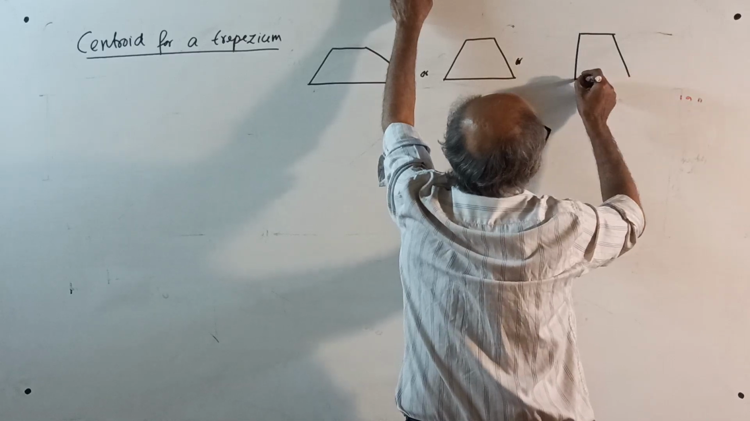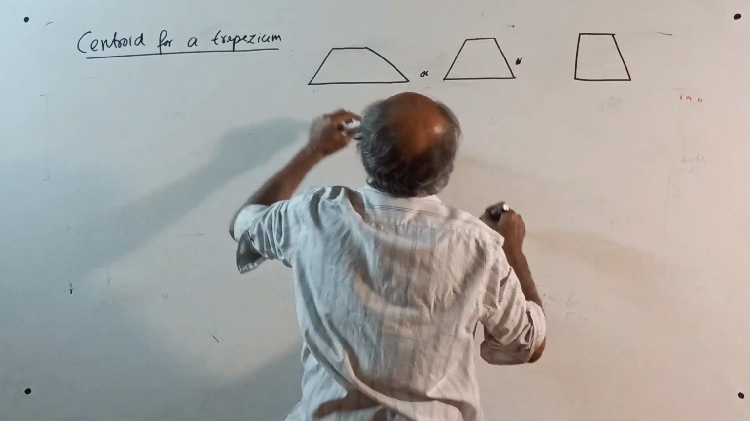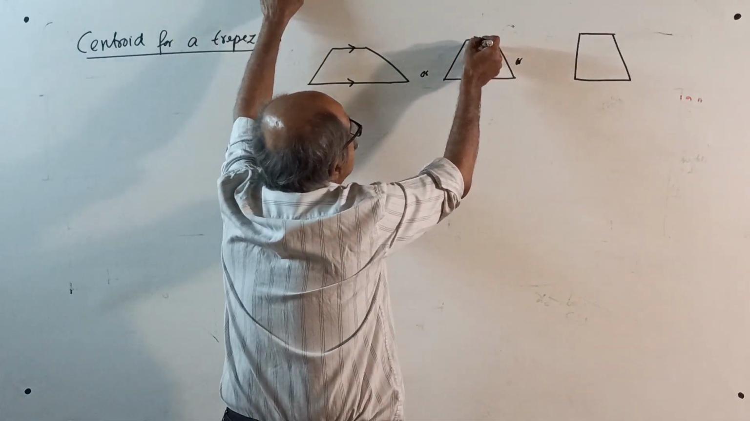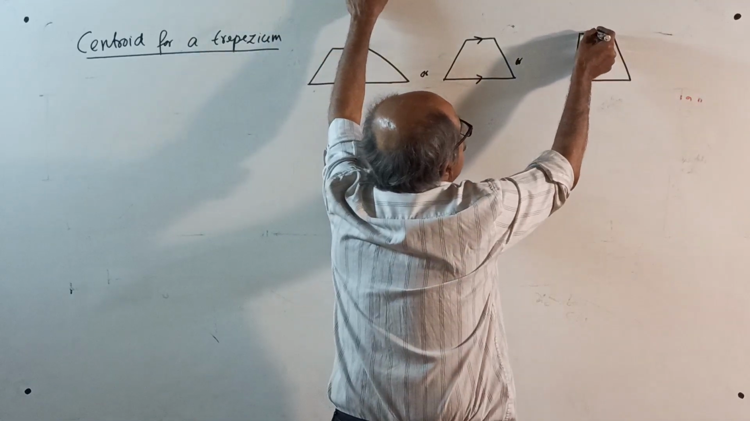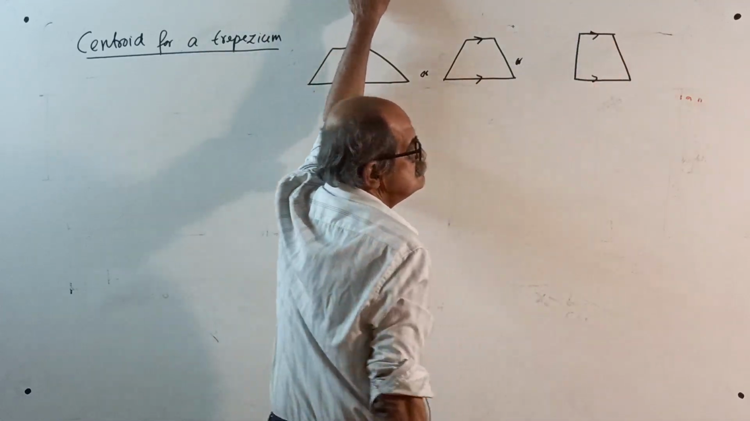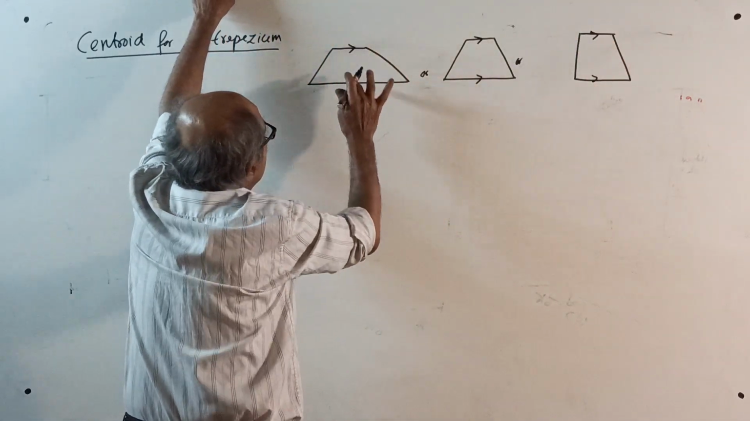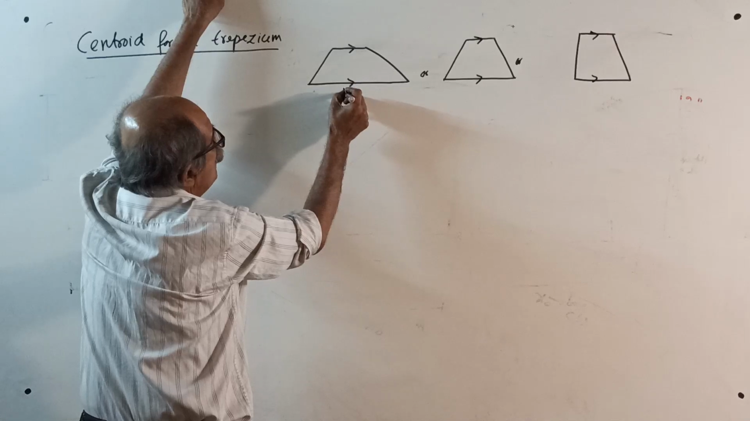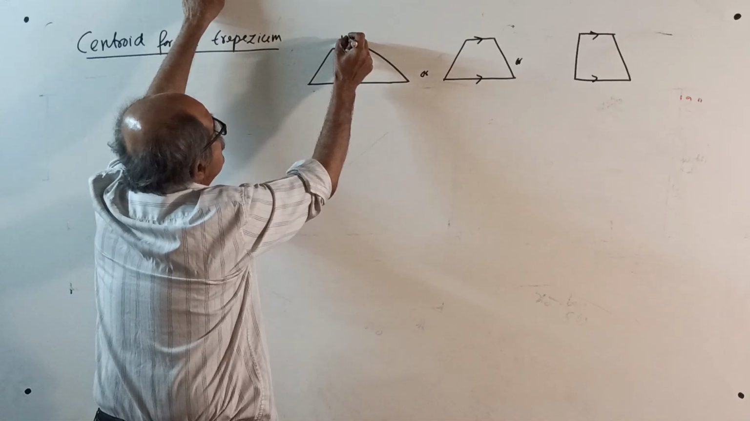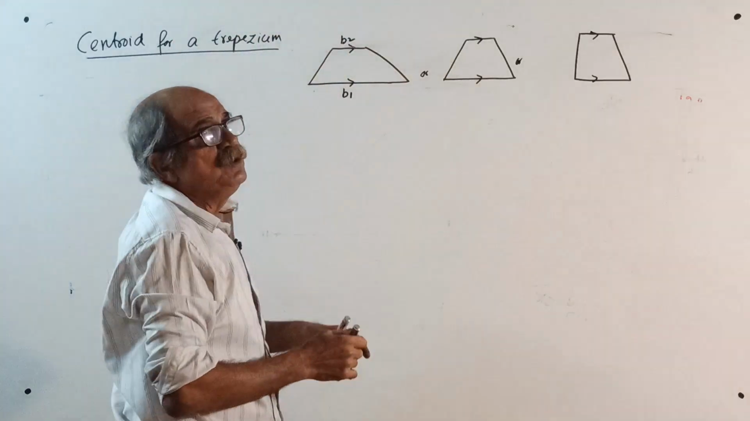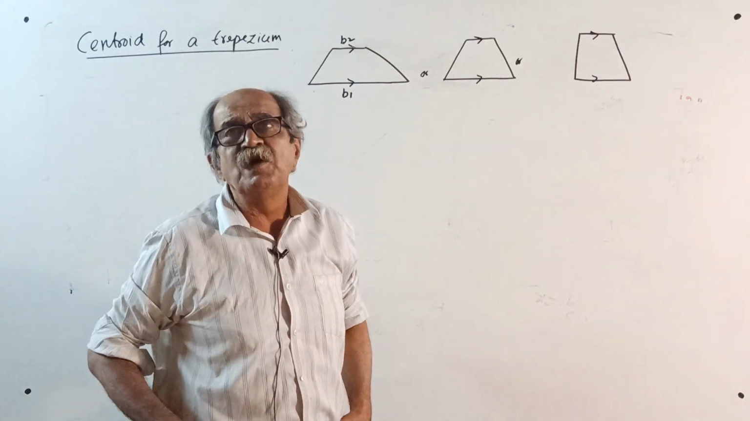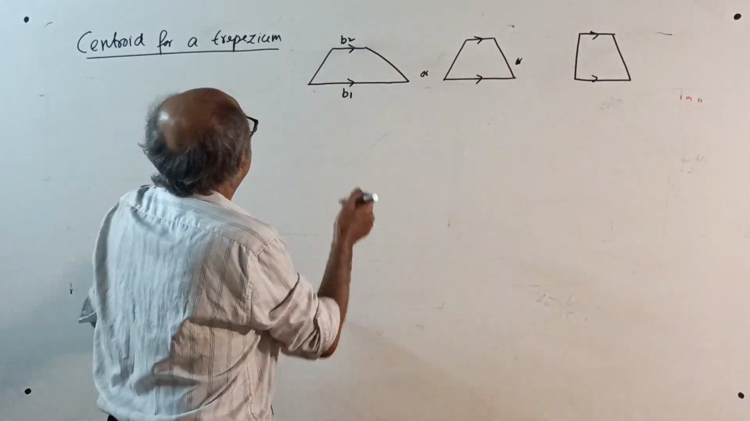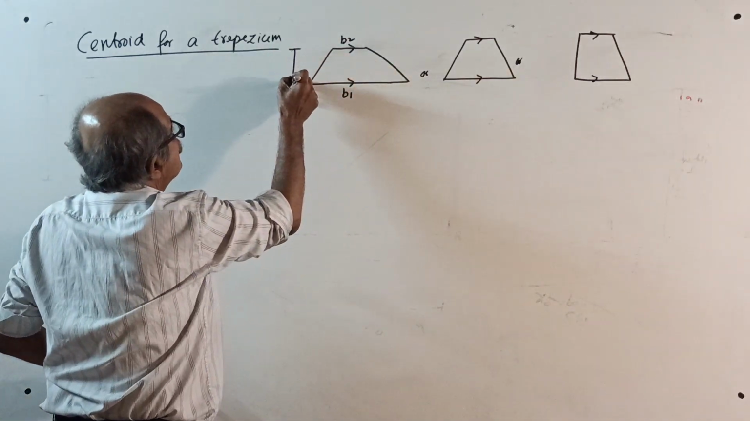It can be like this. Here, these 2 sides are parallel. These 2 sides are parallel. These 2 sides are parallel. The 2 parallel sides, I will call base. I will call one of them B1, the other B2. This B1, B2 is not the same as the triangle's base. You can call this as base, this as base. This will become height, H.